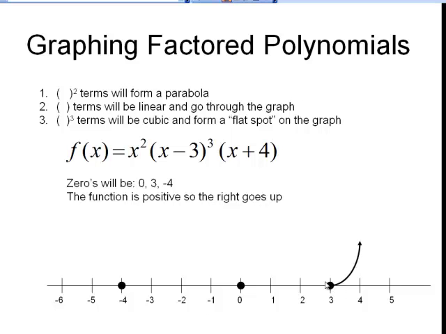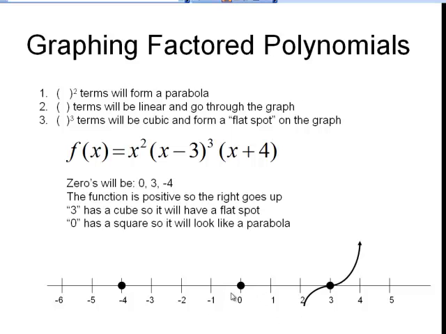Now this has to be a flat spot because it's a cube, so it's going to have to flatten out and go down. And then this has to be a parabola. Well, you just turn around and make it into a parabola. And then this has to have a line going through it. Well, you just turn around and make a line going through it. And that's what the curve's going to look like.